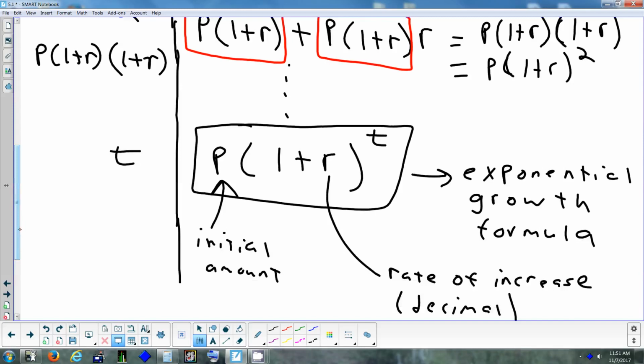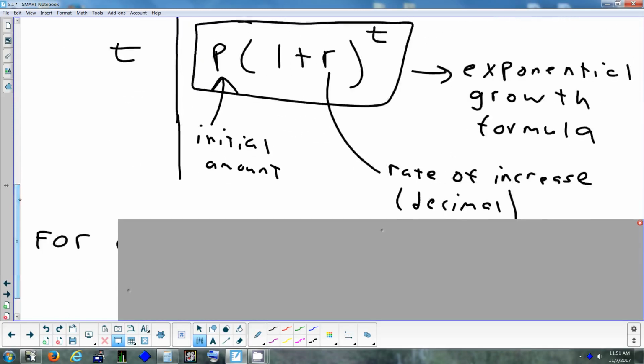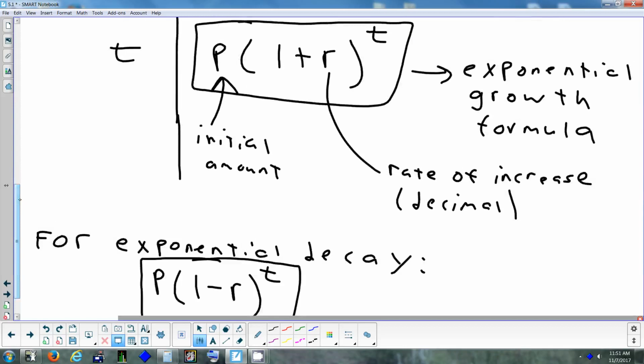Now that's for growth. There's one thing you would change in that box to make it decay. What if I said the population of a certain town is declining at 3% every year? What's the one thing you would change in that box? Yeah, I could make it a negative r, 1 minus r. So for decay, it's 1 minus r.